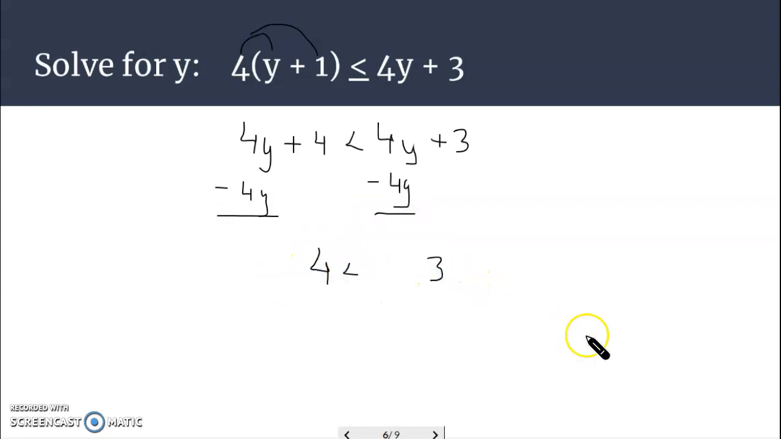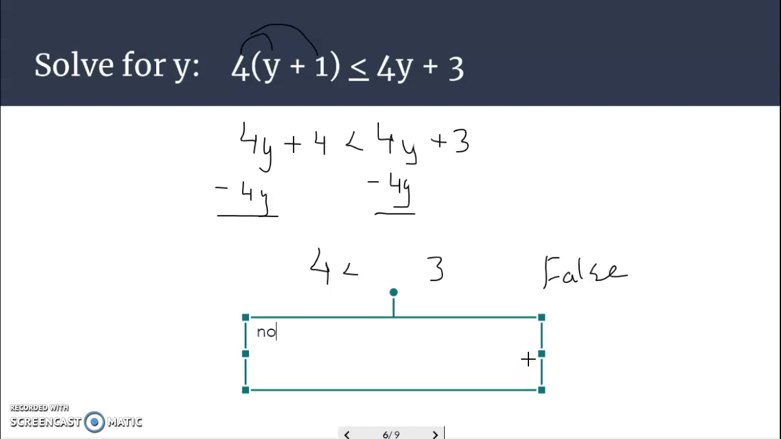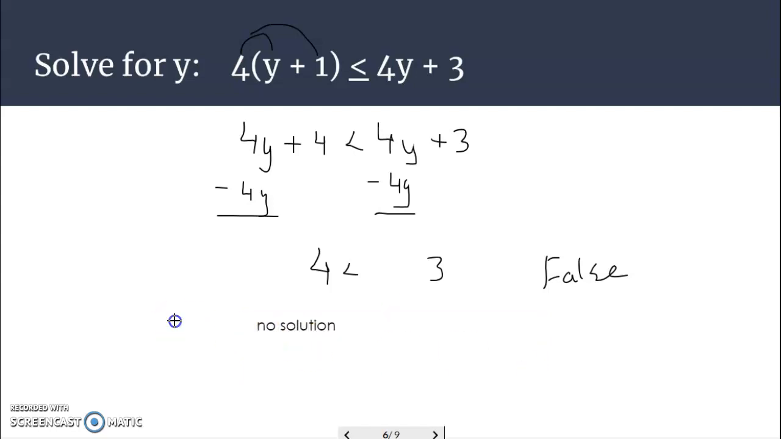And we need to ask ourselves, is it a true inequality? Is 4 less than 3? That is a false statement. So the way we handle this is by saying there is no solution. No solution.